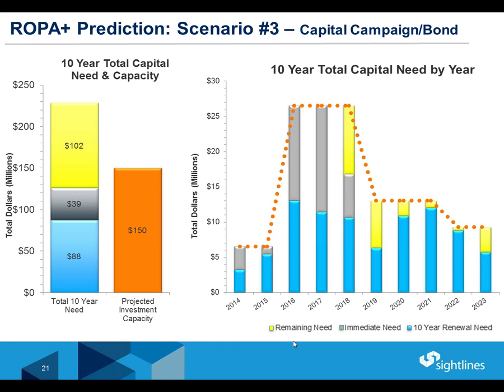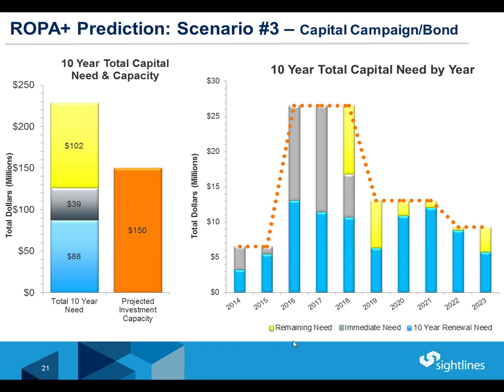This is typical of what we see in a lot of campuses where they get an infusion of money for a short period of time, and people ask questions. Well, what should I do? What's my mix of immediate needs, long-term backlog needs, as well as renewal needs that I should be addressing during that time?